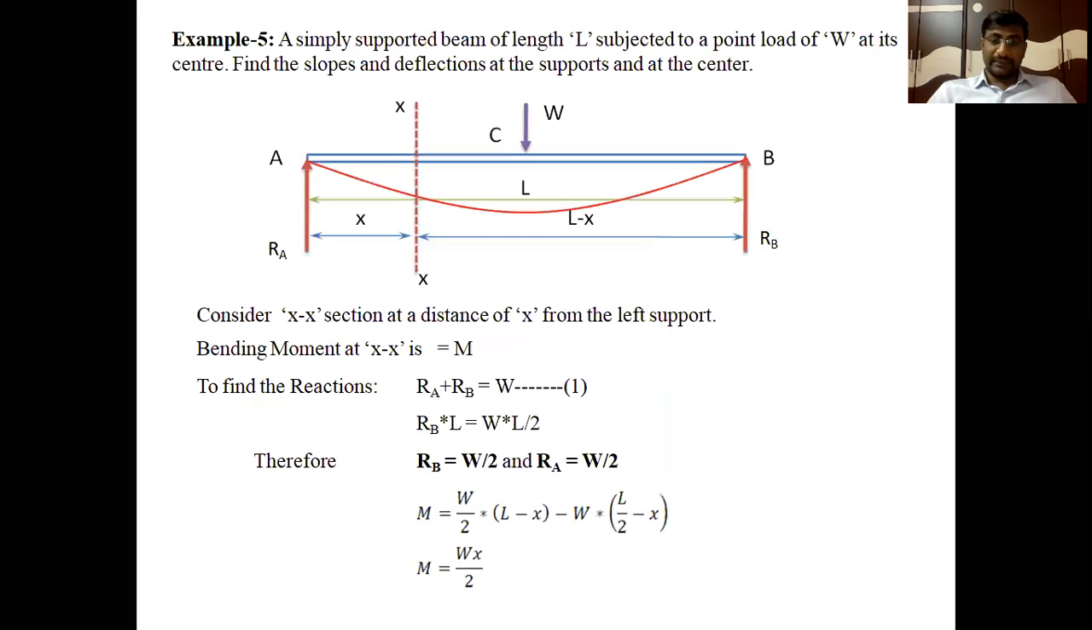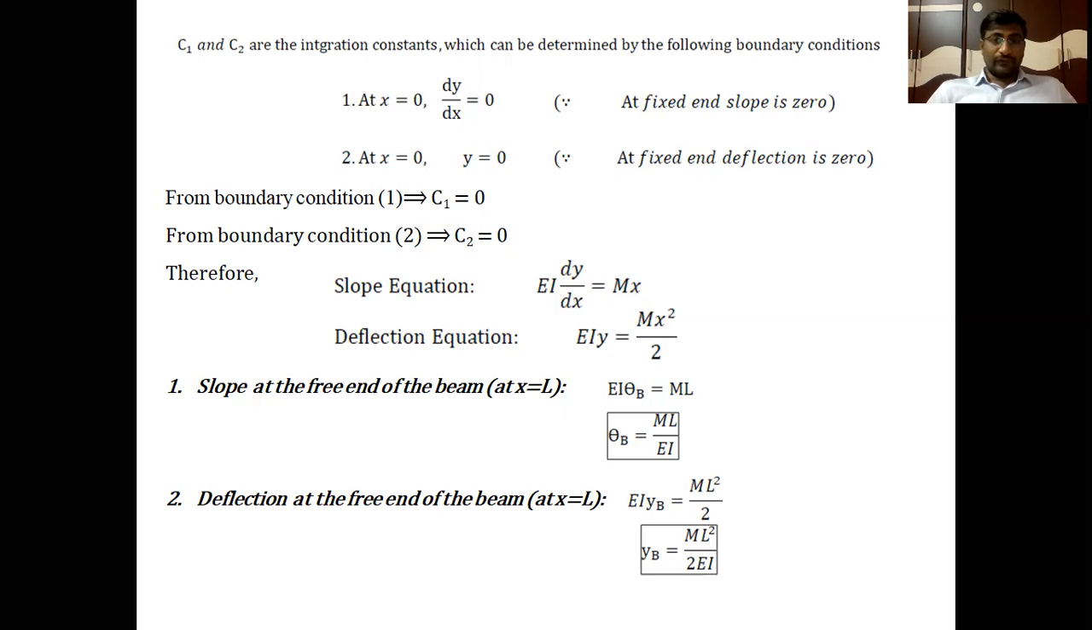Okay, students, this is an easy problem. Two formulas we have developed in this problem.